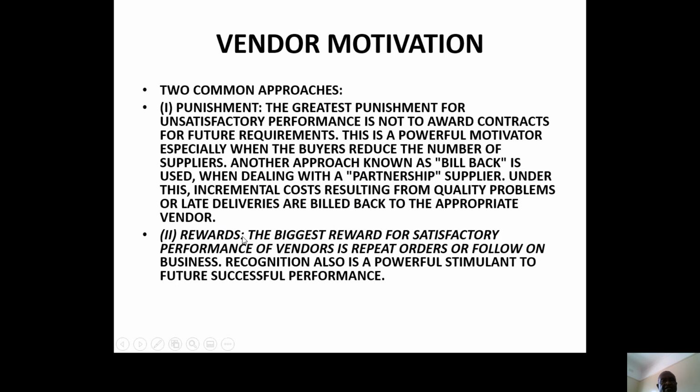Then you can also reward them as a motivation. The biggest reward for satisfactory performance is to repeat the order. Then they would love that. Then you are creating the relationship. Punishing also helps. Rewarding also helps. This is the argument. I hope you might have some more. Then you can add to that.